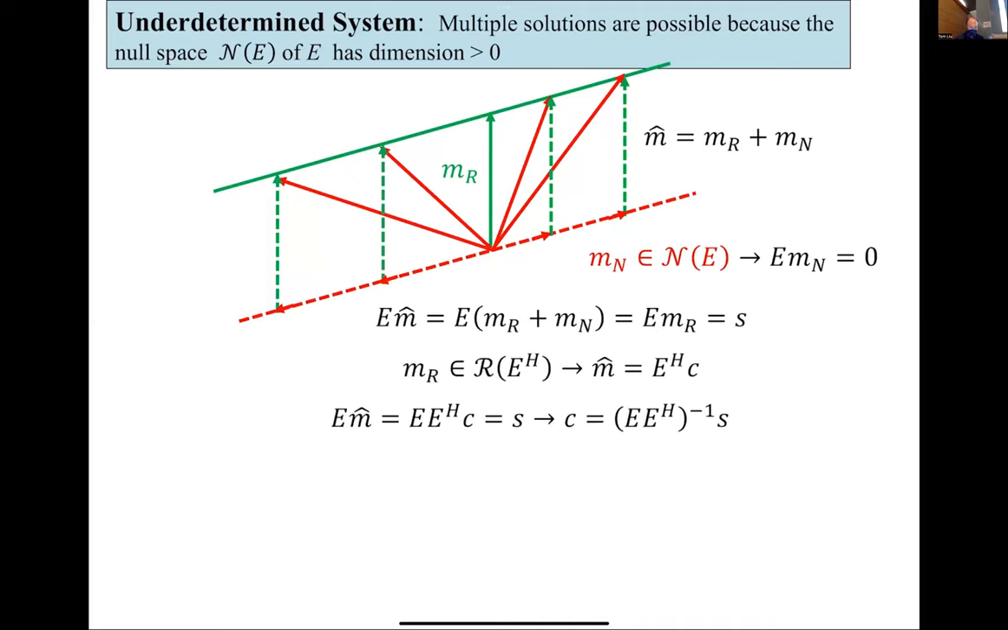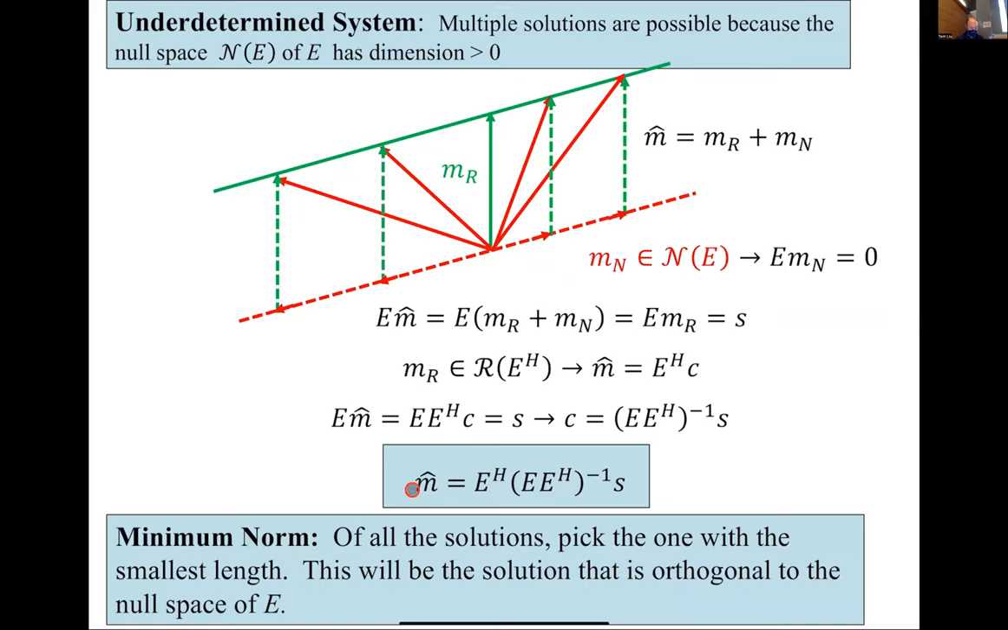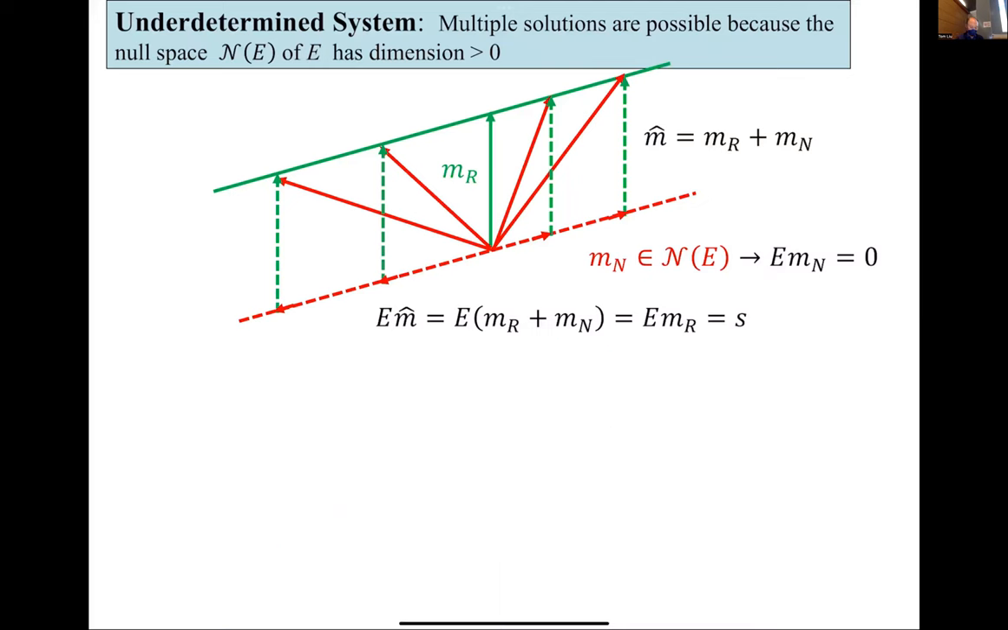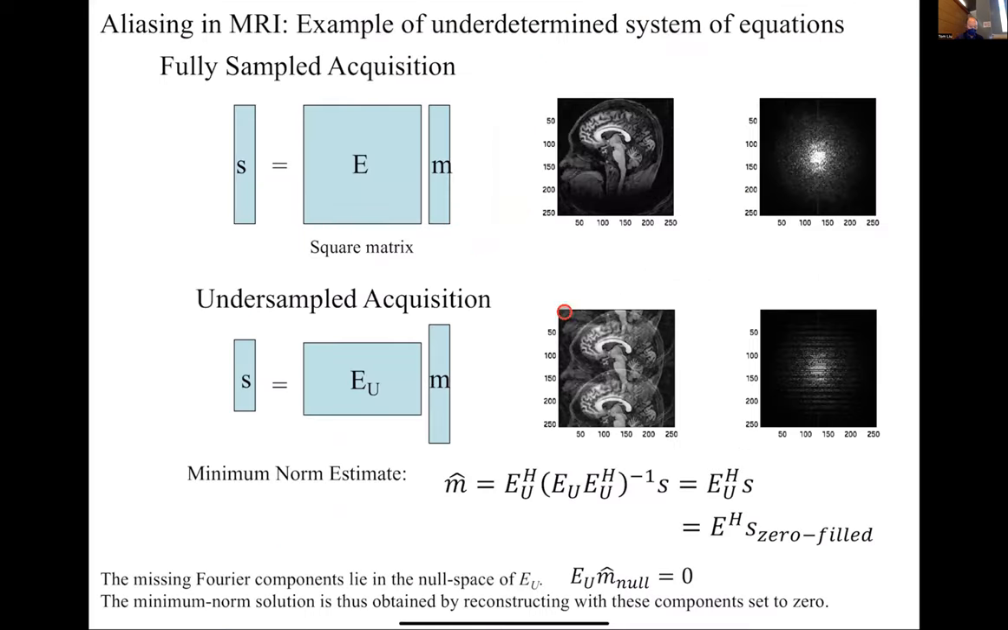So that actually turned out to be the solution. The minimum norm solution, out of all the solutions, is to pick the one with the smallest length, and that's the solution that gives you aliasing. Okay. So the minimum norm solution is this alias solution.